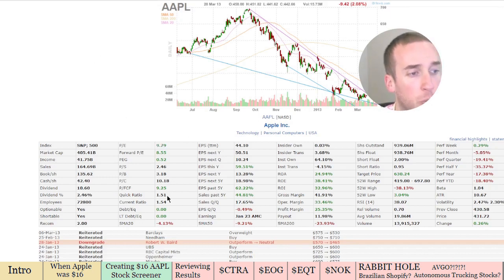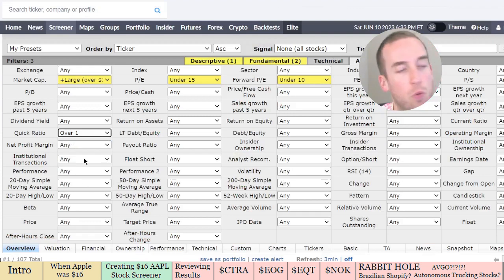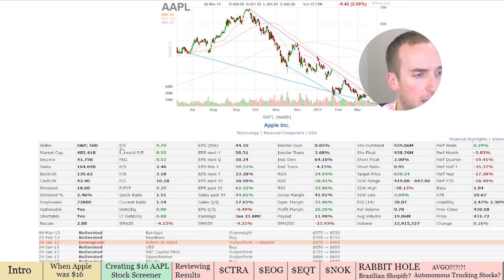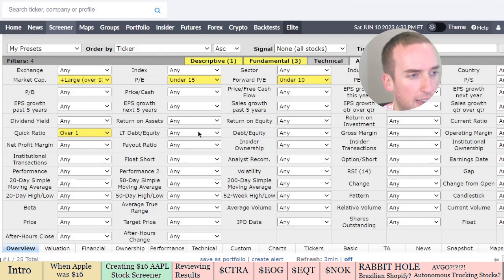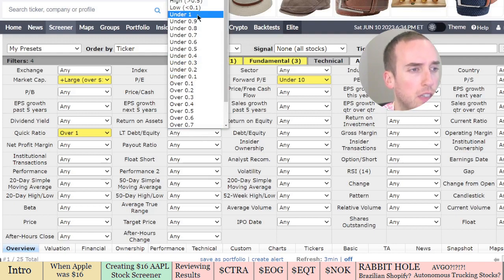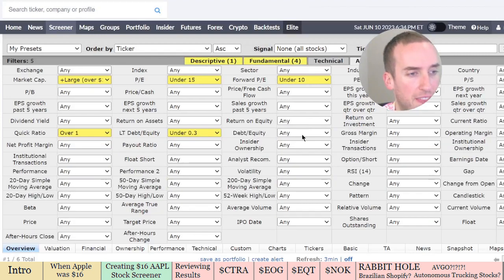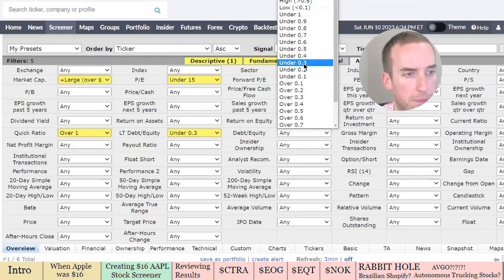The quick ratio right here is over 1, meaning they have adequate cash. So we're going to go back here and go to quick ratio over 1. 107 stocks now turns into 25. Wow. All right. Debt to equity is 0 right here. So we're going to go back here and long-term debt to equity is going to be under 1. Let's do under 0.3, just being a little conservative here. And then debt to equity is also under 0.3.